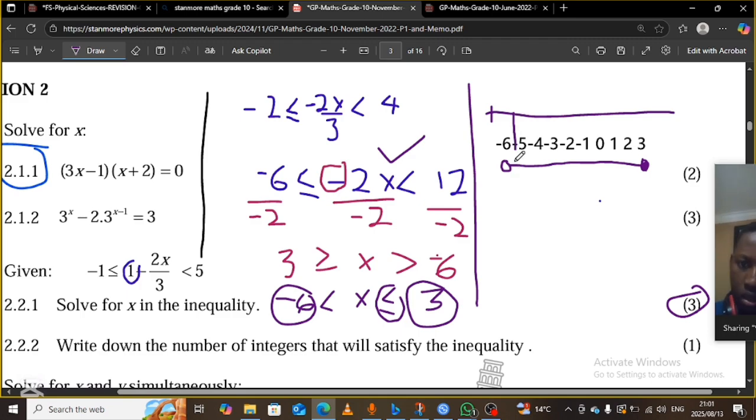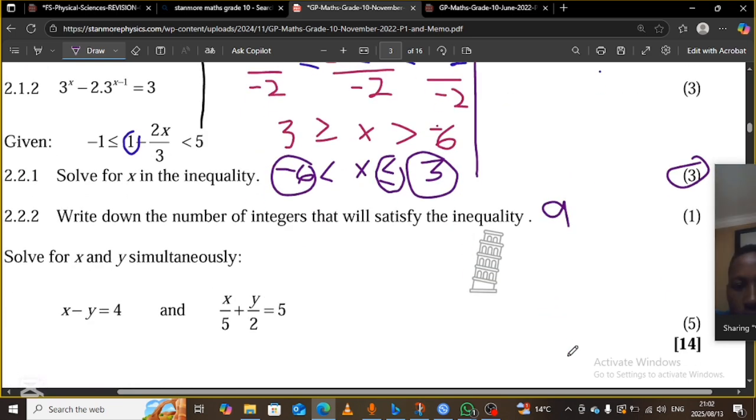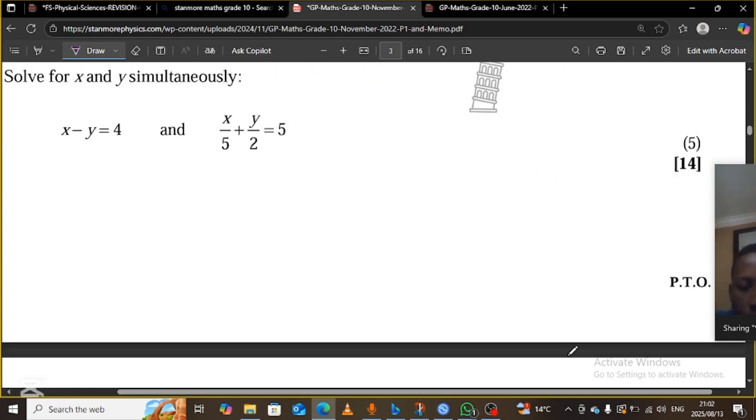So we'll count the numbers from negative 5 up until 3 and tell me how many integers there are. It's -5, -4, -3, -2, -1, 0, 1, 2, 3. So we have 9 integers. Did you see how we got it? Yes, I understand how we got it. So now let's look at this one.